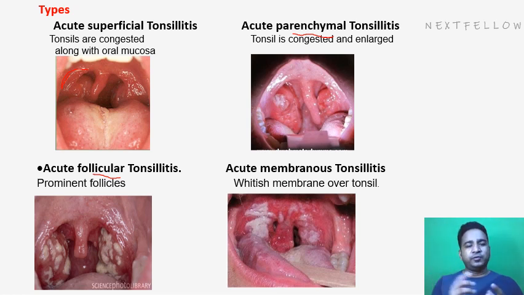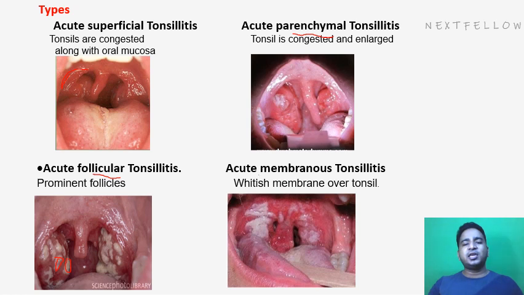The third type is acute follicular tonsillitis. We know that tonsillar tissue has crypts. So what happens is the bacterial invasion and the collection of pus, or we can say the degraded material, will be in these follicles, leading to the appearance known as acute follicular tonsillitis. As you can see, all the follicles are filled with mucopus. So this is acute follicular tonsillitis.